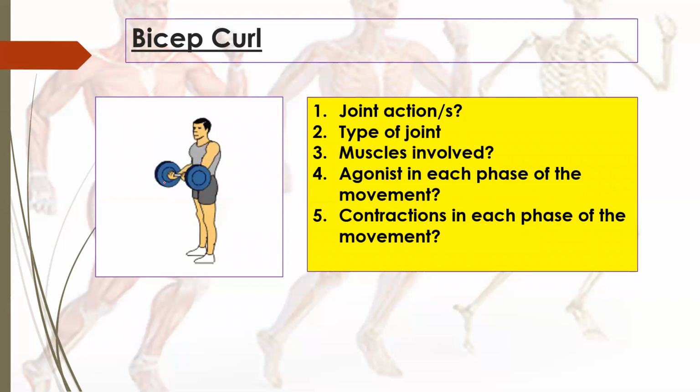So if you look here, up and then down, 2 phases. So you need to be clear which is the agonist in each phase, and then what's the type of contraction in each phase of movement. Okay, pause the video here and have a go at it for this example, and then we'll explain what the answer is shortly.